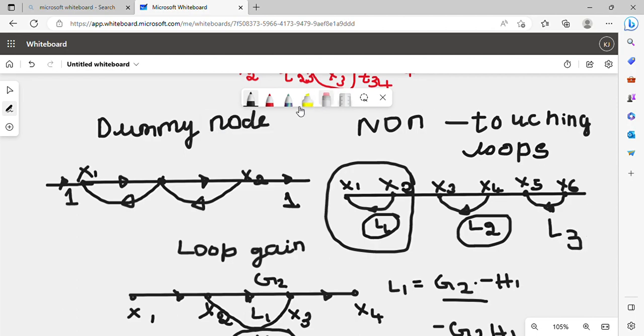That is, there should not be any node that is common between two or more loops. Any node, in the sense that if L1 has x1 and x2 and L2 has x3 and x4, there should not be x1 and x2 in common, right? Yes. Any node common between two or more loops, that is what I call a non-touching loop, right?